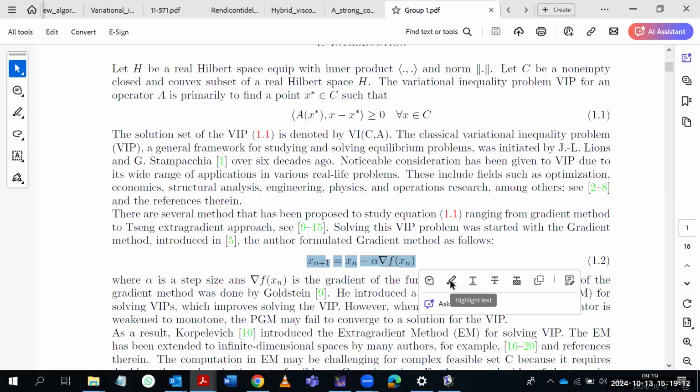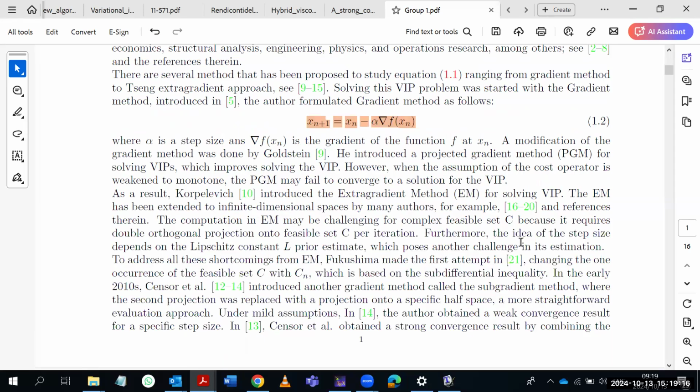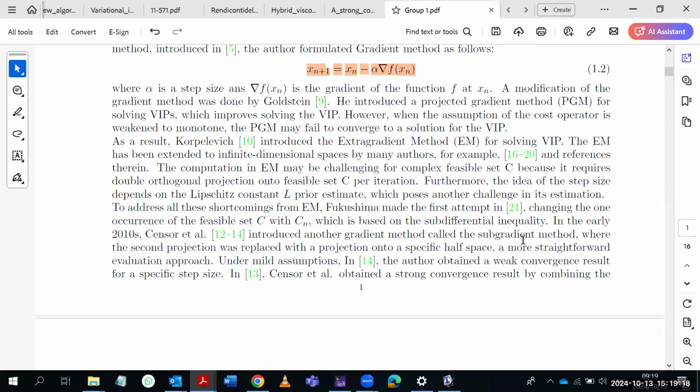Can you move to the next paragraph? Yes, move to the next paragraph. The next one. Hold on.